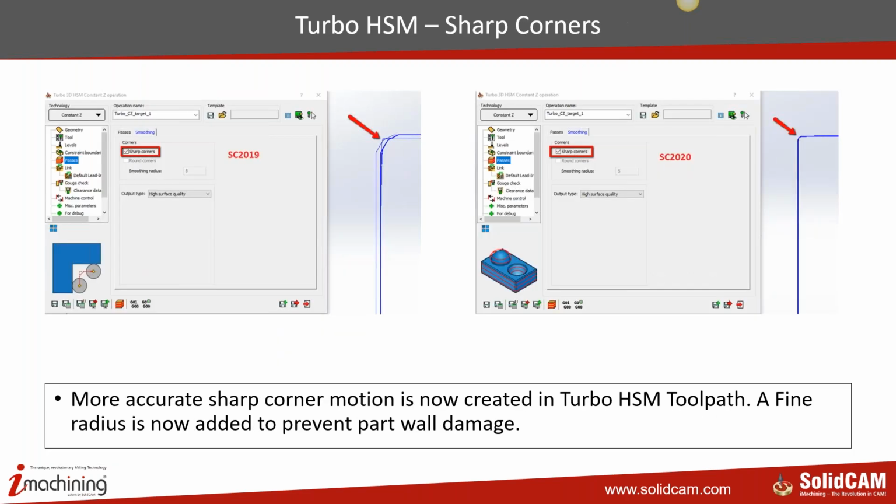Okay. This is with the Turbo HSM. The announcements mostly were with the toolpath quality. We have got a much more accurate, sharp motion now in Turbo HSM toolpath, and we provide a very small radius so that we don't damage the wall.